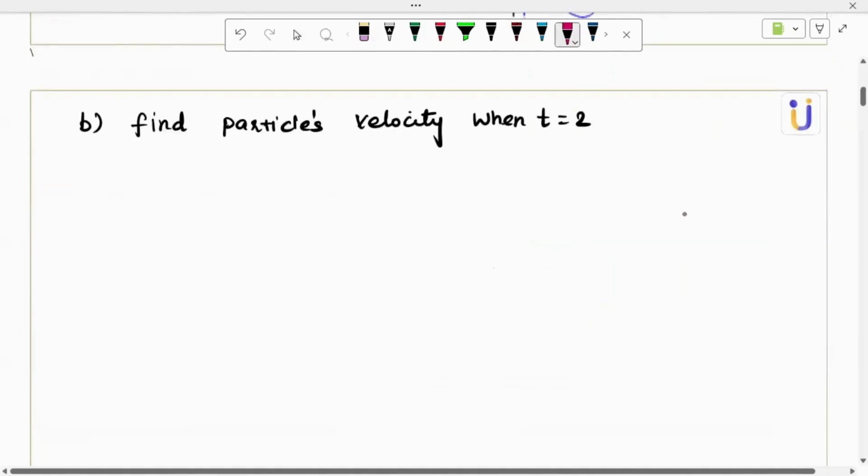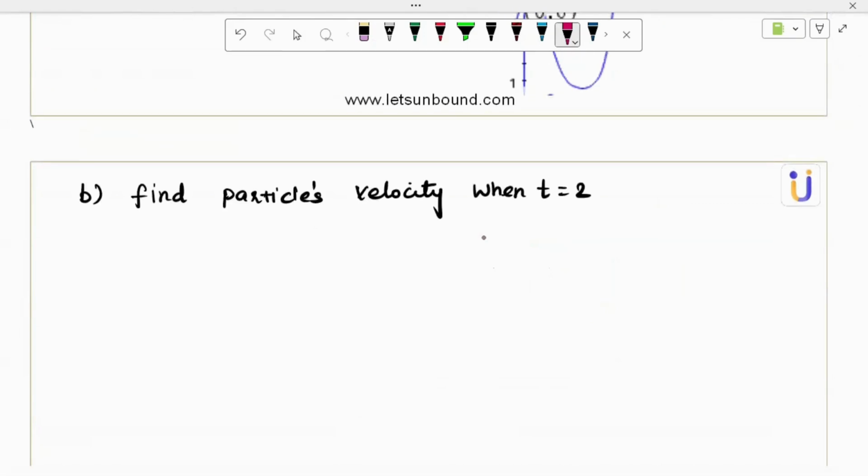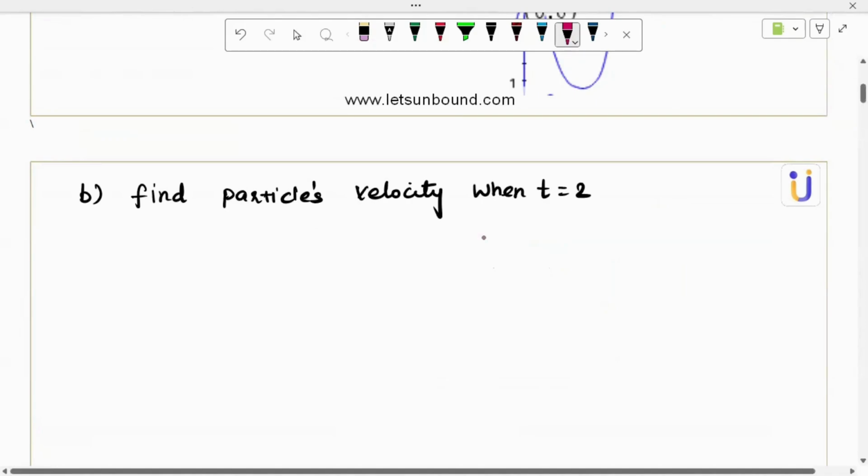And next part, find the particle's velocity when t is 2. Directly we can't differentiate it easily. What's the concept? Velocity is the first derivative of the displacement function. So we need to find s dash of t, but it's quite complicated. s of t is 3 times t plus 2, whole power cos t.